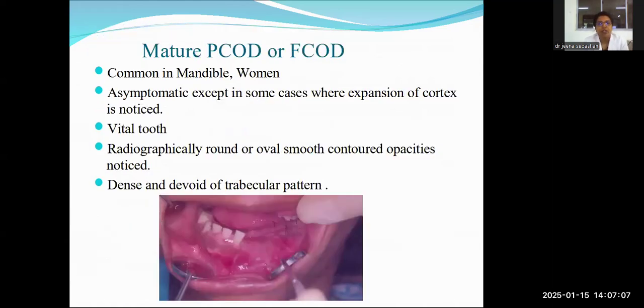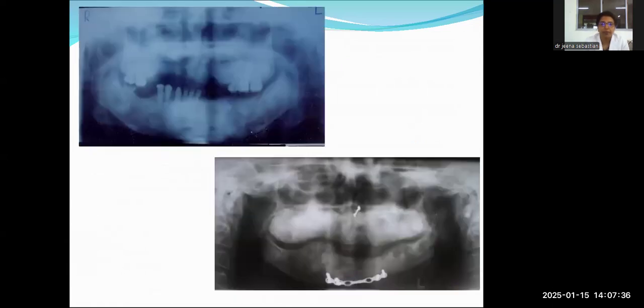The next lesion is periapical cemento-osseous dysplasia or focal cemento-osseous dysplasia, which is commonly seen in the mandible, and it has a female predilection. It is mostly asymptomatic except in cases where expansion of the cortex is noted. And this is also associated with a vital tooth. Radiographically, we can see round or oval smooth contoured opacities, dense and devoid of trabecular pattern. So these are the radiographic appearances of cemento-osseous dysplasia.